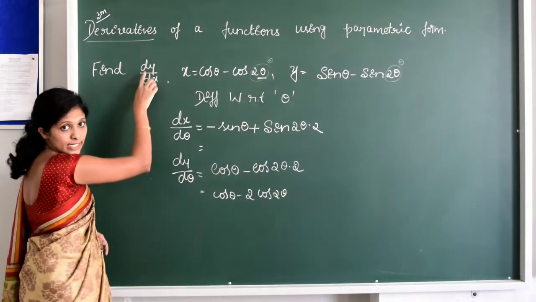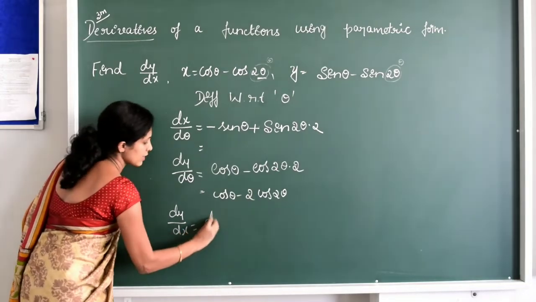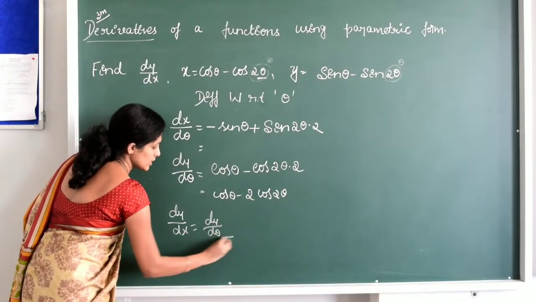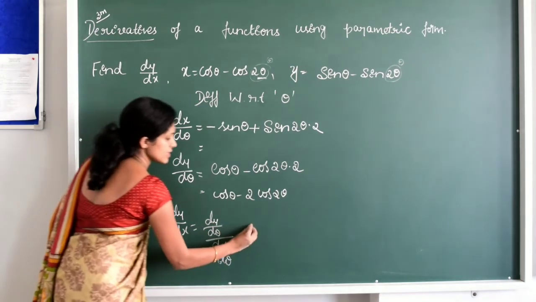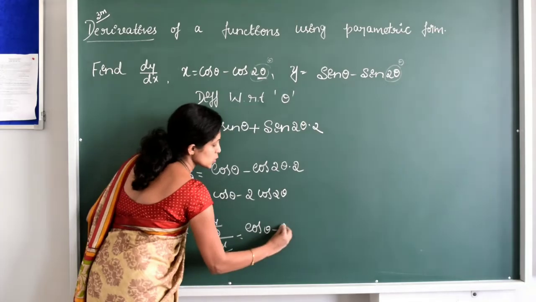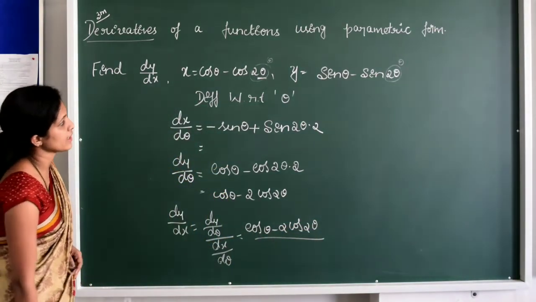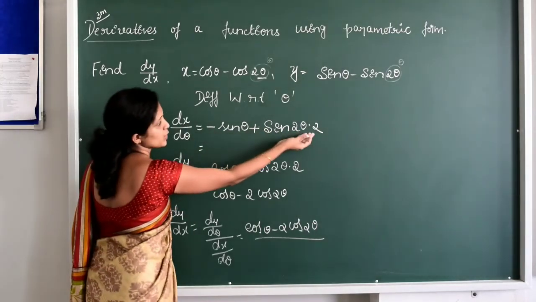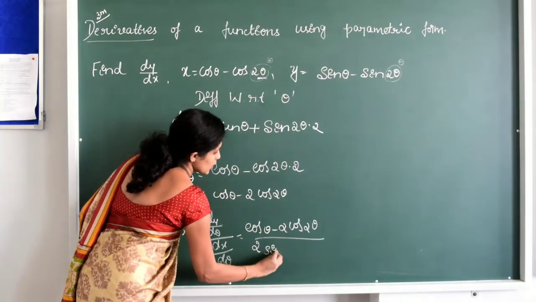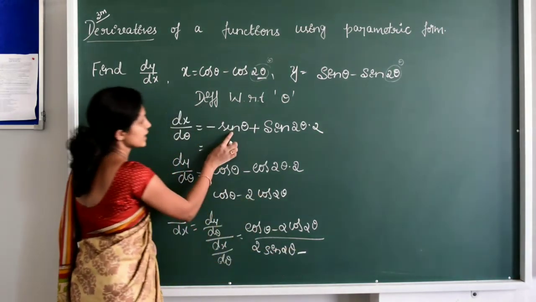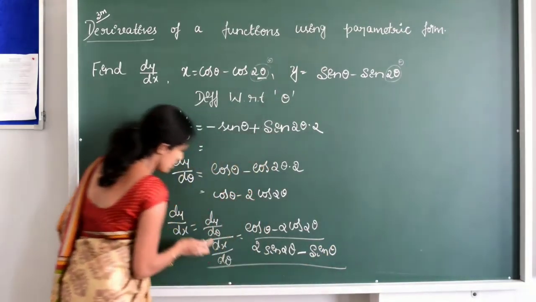So now we have to find dy by dx. So dy by dx can be written as dy by d theta whole divided by dx by d theta. What is dy by d theta? It is cos theta minus 2 cos 2 theta whole divided by dx by d theta. Dx by d theta is, I can write 2, negative is there, so we will take this one 2 sin 2 theta minus sin theta. So this is the dy by dx.